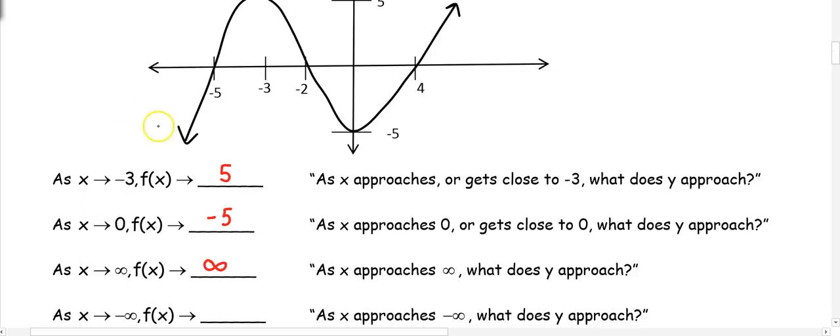As x approaches negative infinity, so the left arrow, this arrow is pointing down, which means that we are going to get closer and closer to negative infinity because the y values are going to continue to grow in a negative direction.